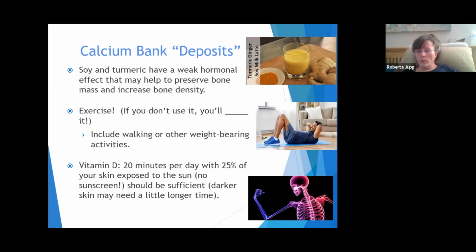So exercise, as you were mentioning, Miss Alice, if you don't use it, you lose it.